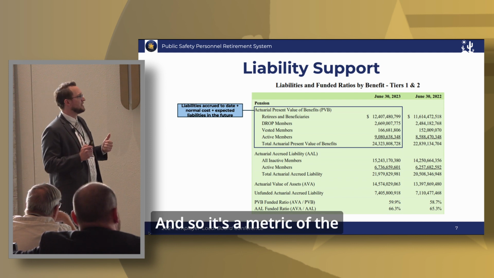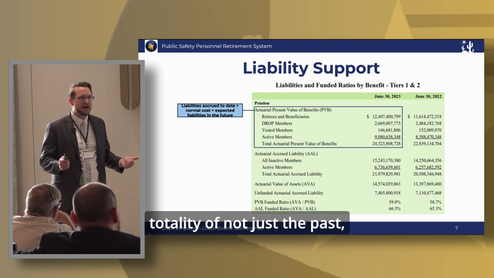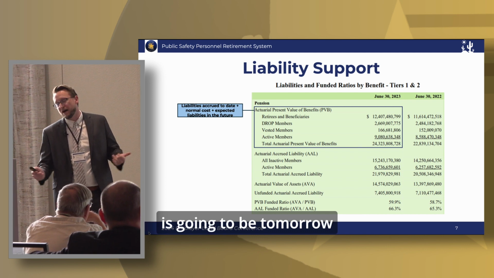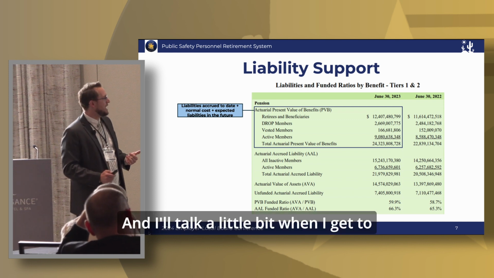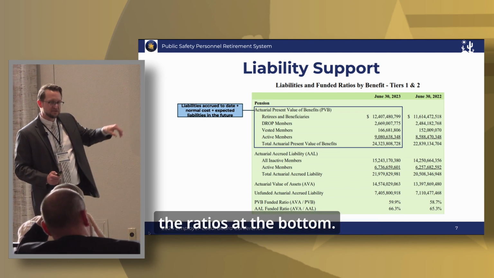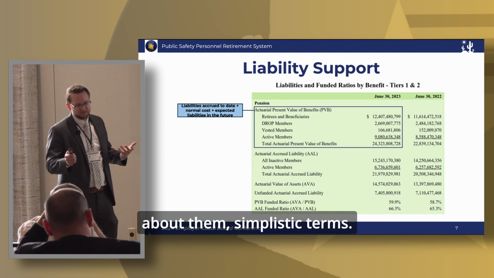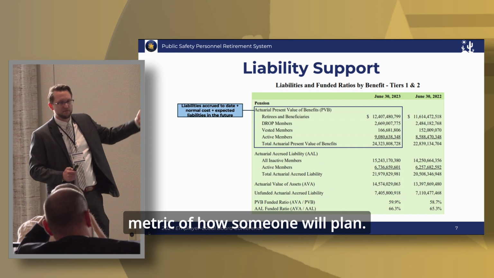And so it's a metric, if you will, of the totality of not just the past, but also what the normal cost is going to be tomorrow, and then in the future, what those benefit costs are going to be. And I'll talk a little bit when I get to the ratios at the bottom about what the distinctions are, just to think about them in simplistic terms. But this is one metric of health of the plan.